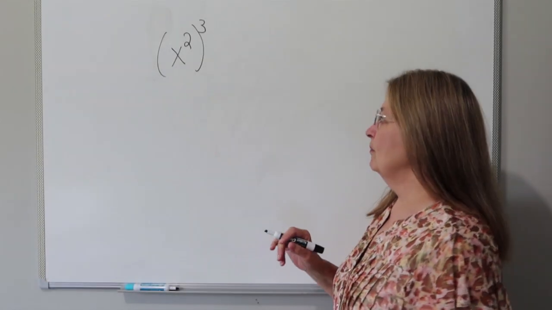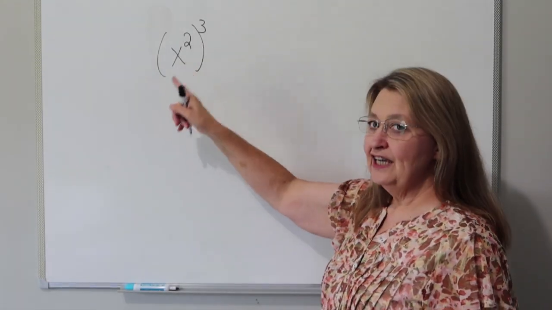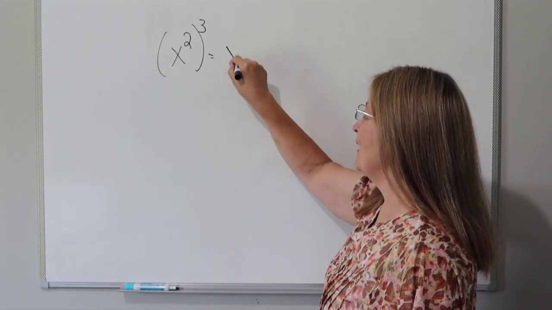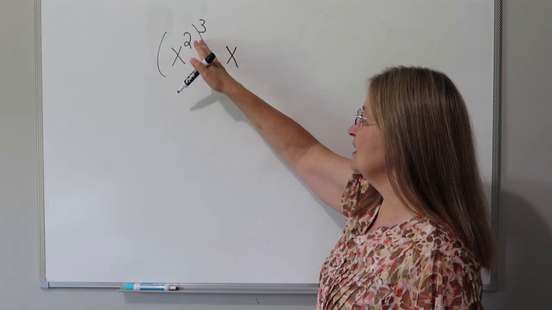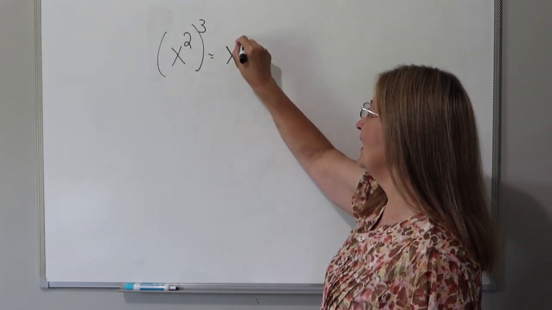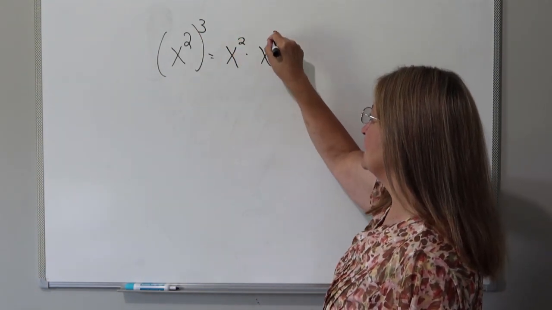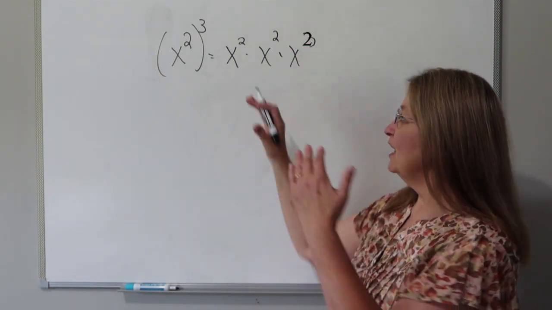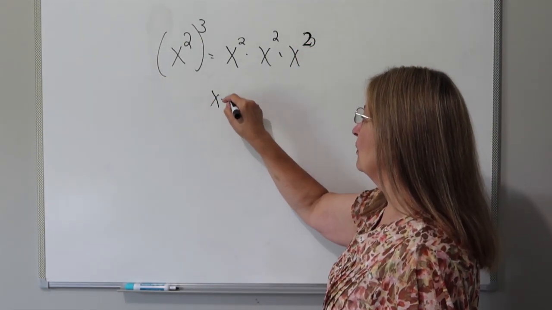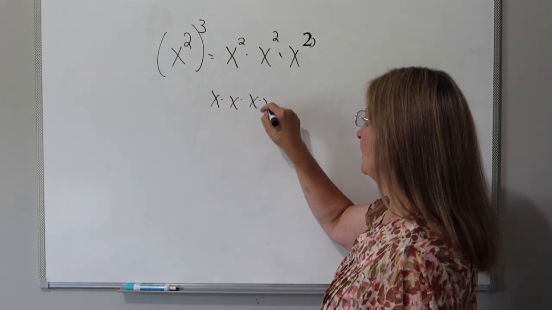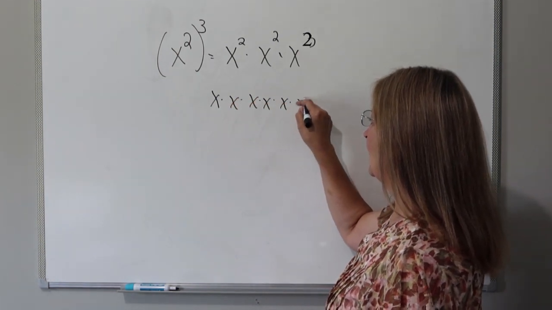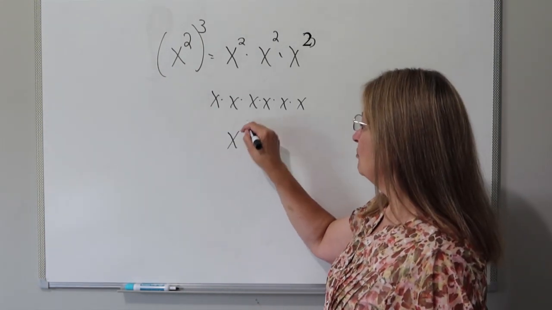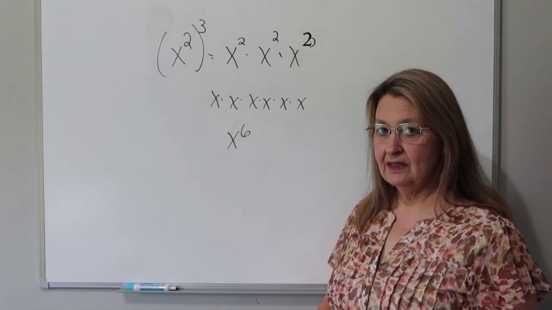Let's look at this problem. Now I have x to the 2nd to the 3rd. If I wanted to do expanded version, go to the outside first. This tells me to multiply x to the 2nd times itself 3 times. If I expand that out, what did I do? Now I've got how many x's? 6 x's. So simplified form would be x to the 6th.